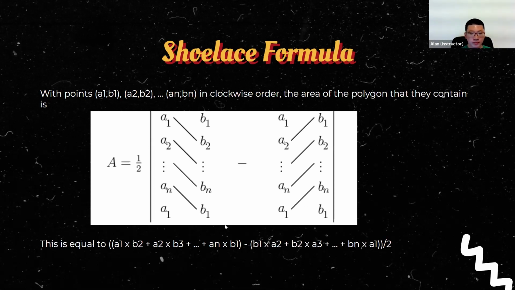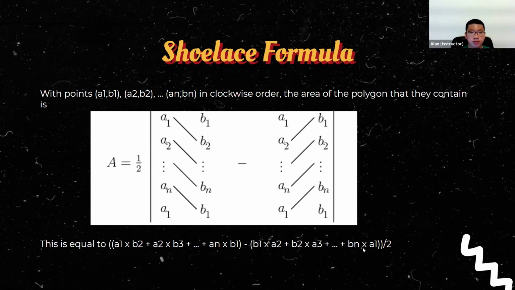After that, you subtract, and you move the line so it's in the opposite direction. So you subtract everything from B1 times A2 plus B2 times A3 plus B3 times A4, all the way to BN times A1. Once you subtract those two, you find half of the value that you get.